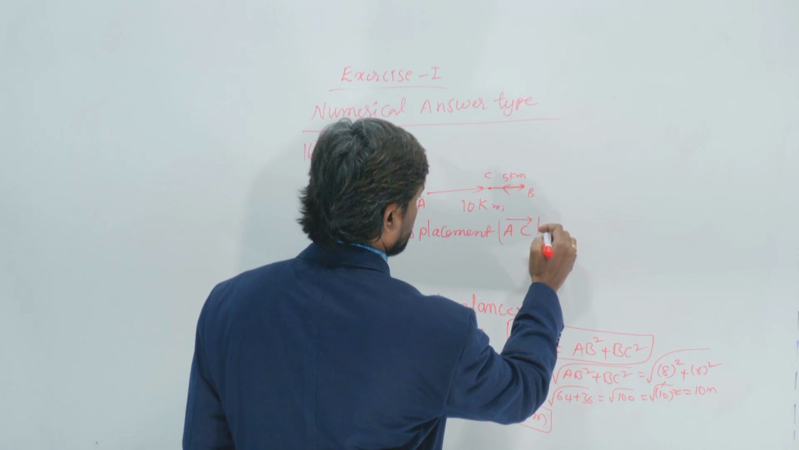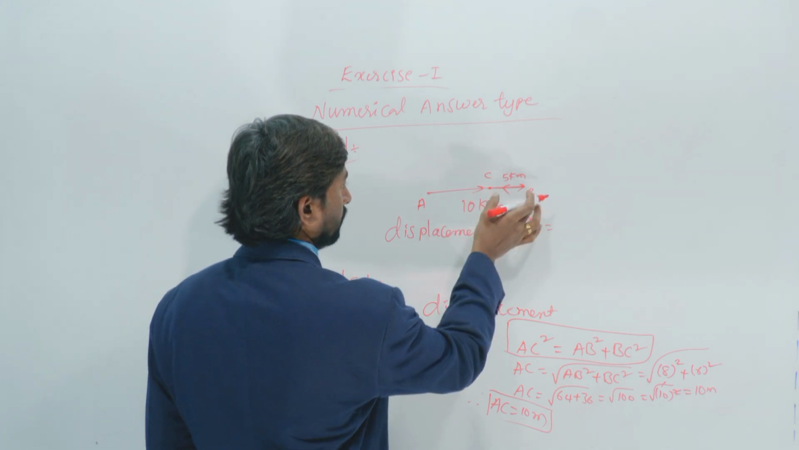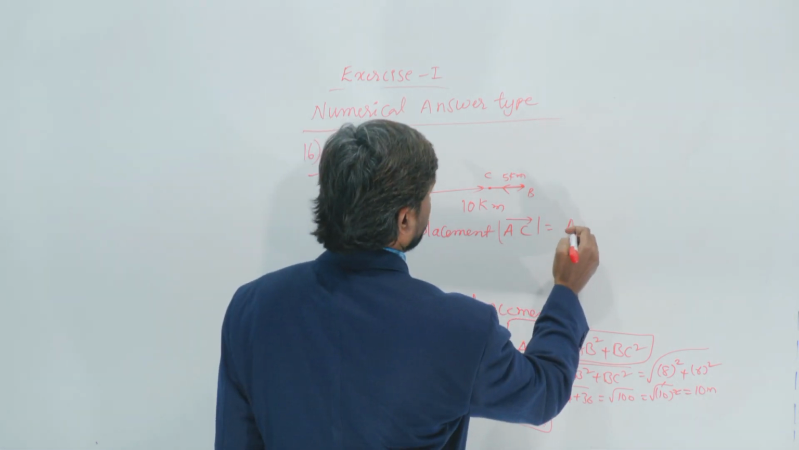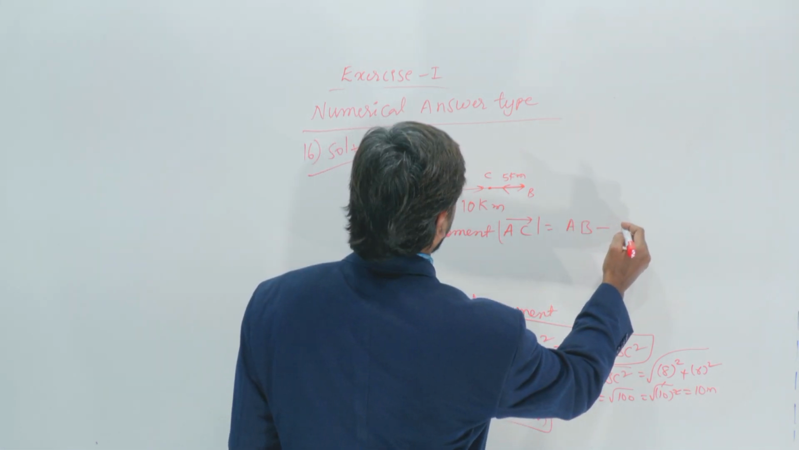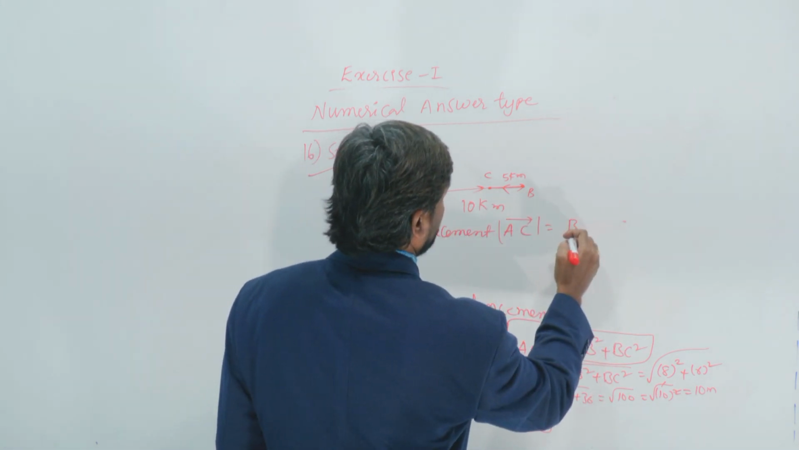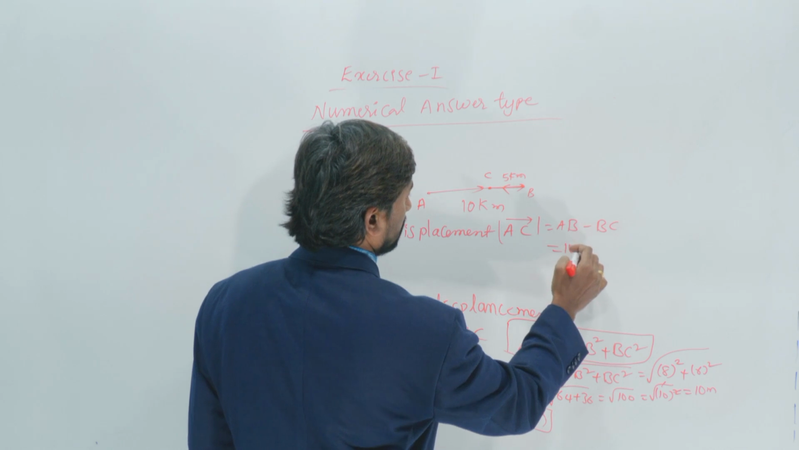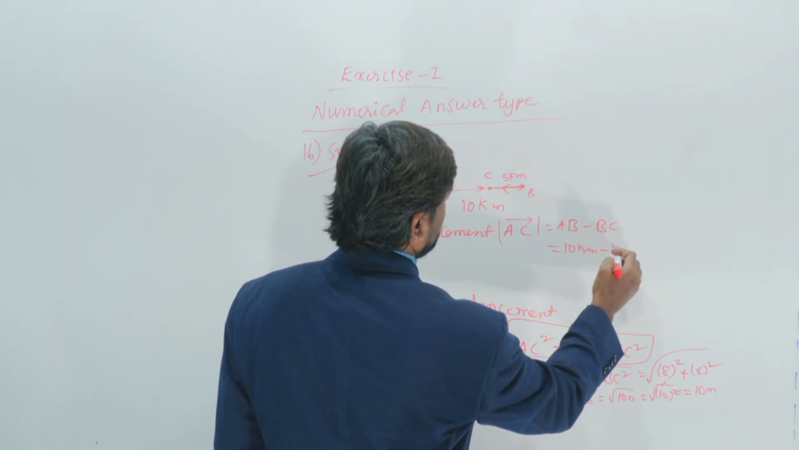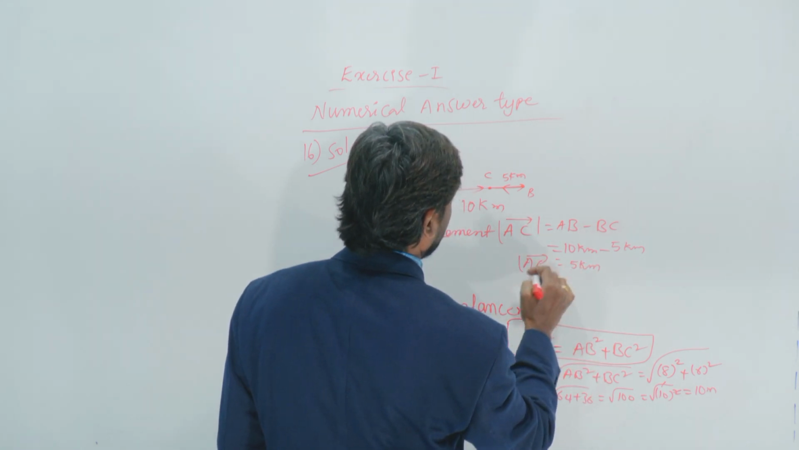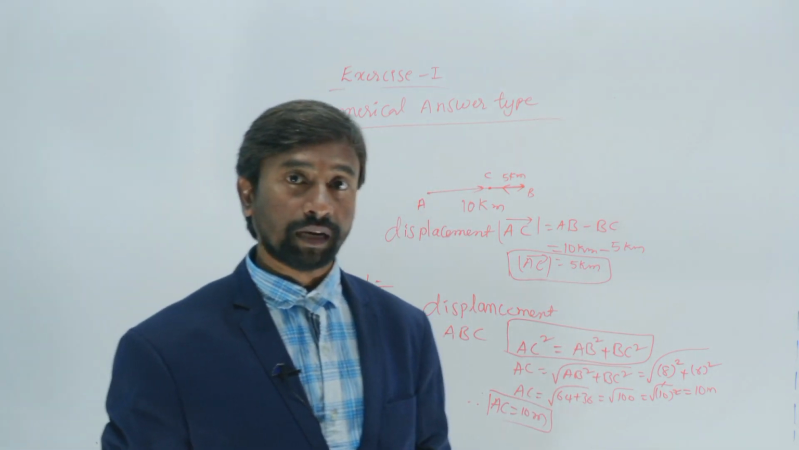Magnitude of this displacement can be written as here. So how can I write there? AB will be the 10 kilometers, no? AB minus BC we can write here. AB minus BC. So AB how much there it is? 10 kilometers minus BC is what? 5 kilometers. So we'll get here 5 kilometers. So 5 kilometers will be the magnitude of the displacement. This is the answer there. Shortest distance between the initial and final position.